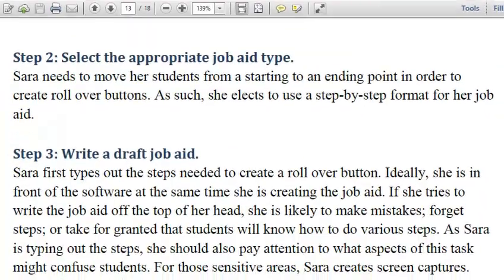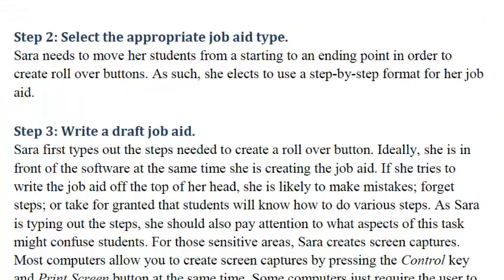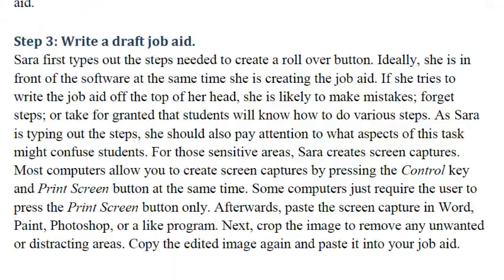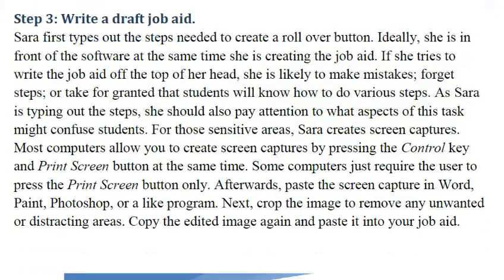So the second step is to select the appropriate job aid type. Now, since Sarah is moving her students from a starting to an ending point in order to create the rollover buttons, she's going to use a step-by-step format for her job aid. So then she moves on to step 3, which is on page 13 of your workbook. And she's going to write a draft job aid.